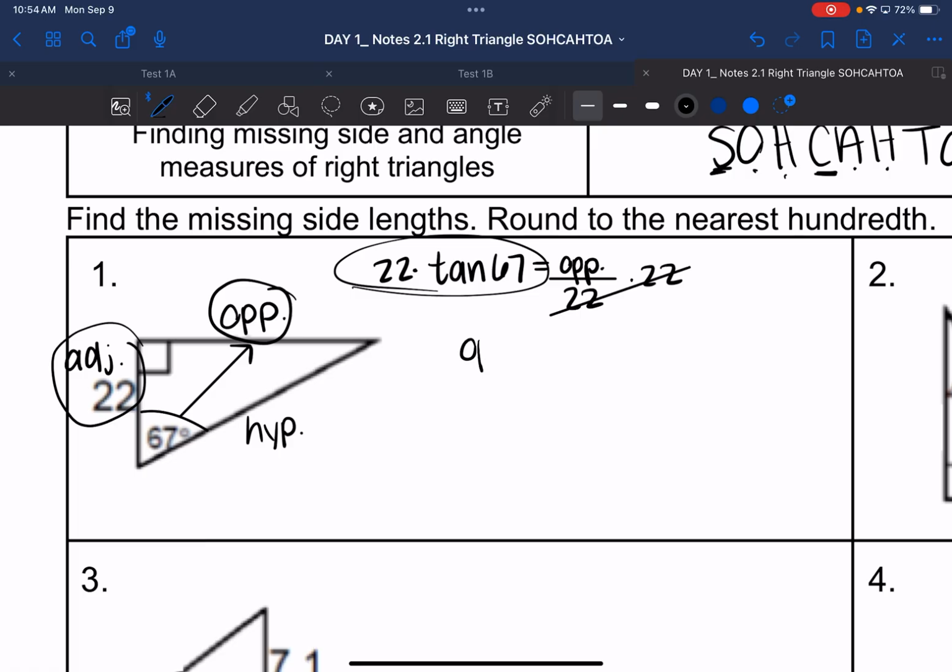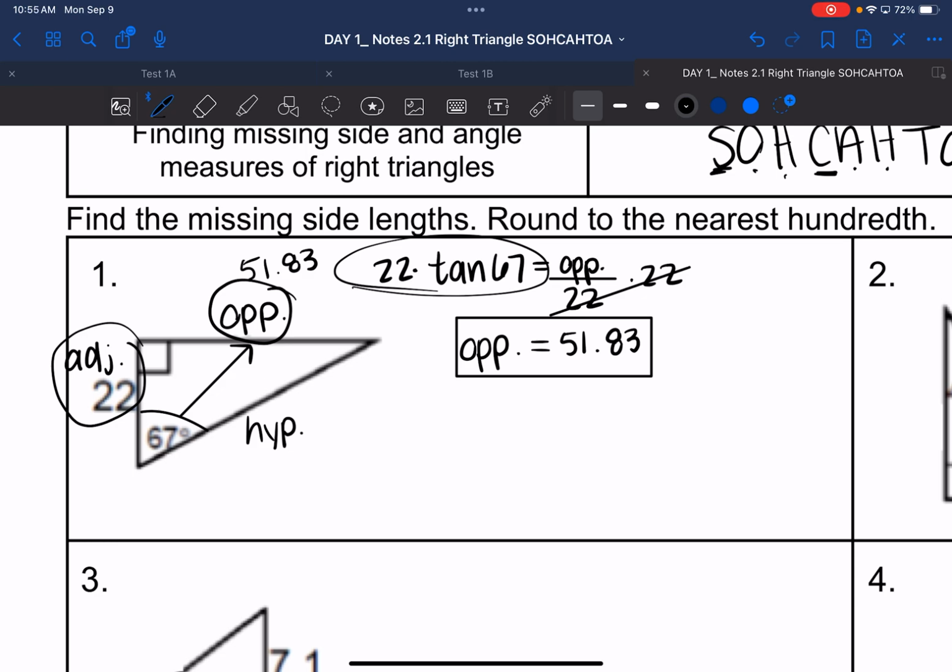All right, so when I multiply 22 times tangent of 67, what are we going to get for our opposite side? 51.8. So they said to round to the nearest hundredth, so it'd be 51 point what? 83. Very good. Okay. All right, so now we have found the opposite side. So I now know this one is 51.83. But I still need to find the hypotenuse, right?